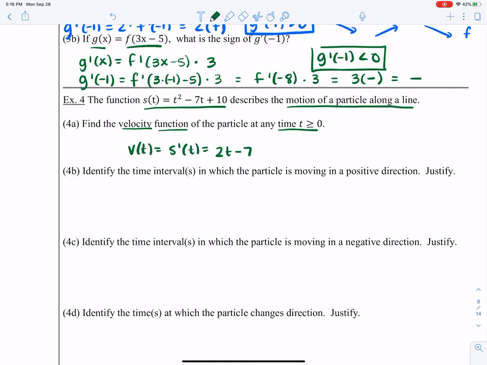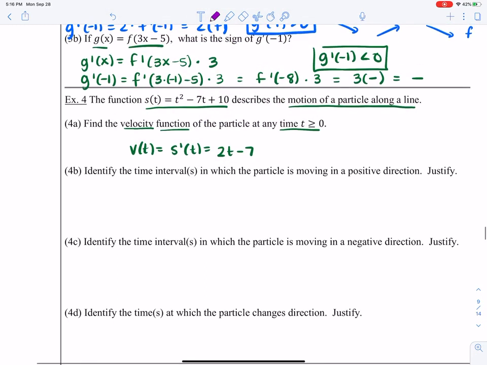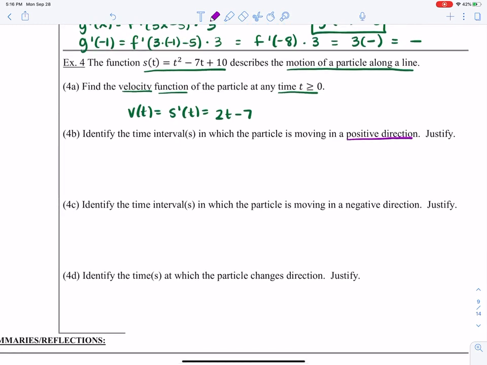In 4b, I want to identify any time intervals in which the particle is moving in a positive direction. So what we're going to do is take this velocity and set it equal to 0. I'll get 2t is equal to 7, or t is equal to 7 halves. We're going to make a number line, but I want to note that we can't have negative times here, so let's make our number line start at 0 and go on forever. And let's put 7 halves right here. Let's also label our number line as v of t, okay?